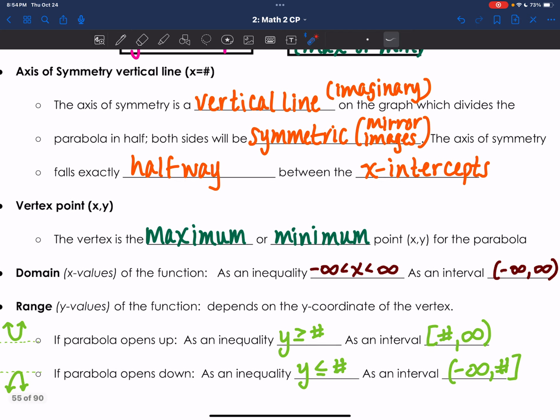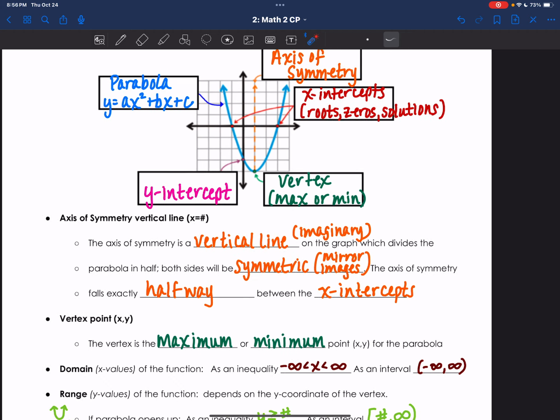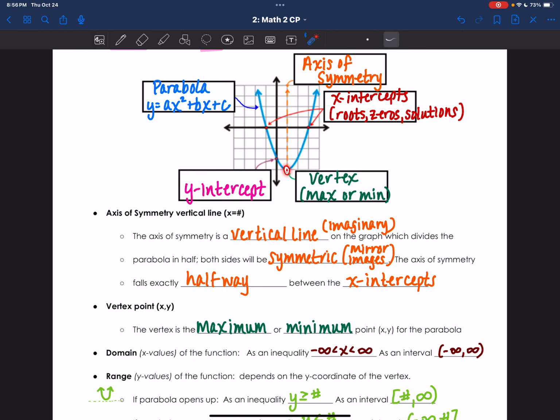All right, you also have a vertex point. For your vertex point, there's a maximum or minimum point x, y for the parabola, and if you look here on your graph, the vertex is right here. In this case, since your parabola opens up, it's going to be a minimum. But the vertex is either the very top or the very bottom point. Your domain are your x values, so you'll look at your x values here for your domain. And then your range are all your y values, which would be right here.